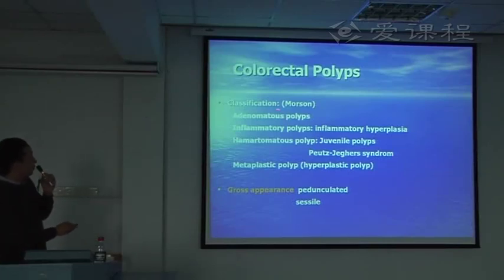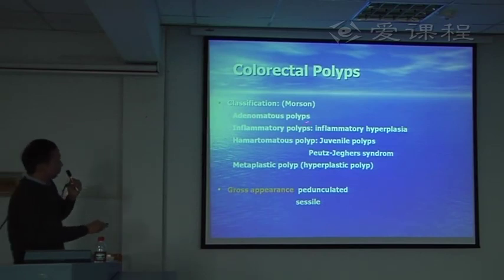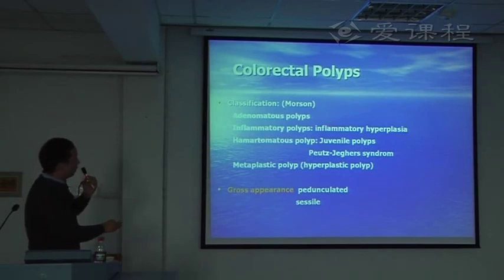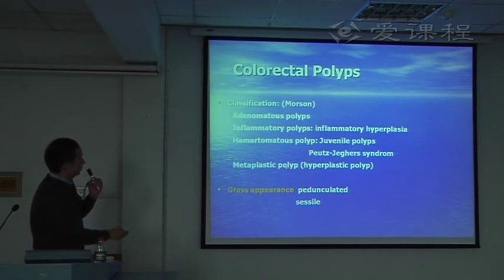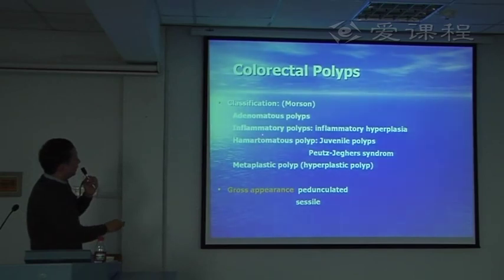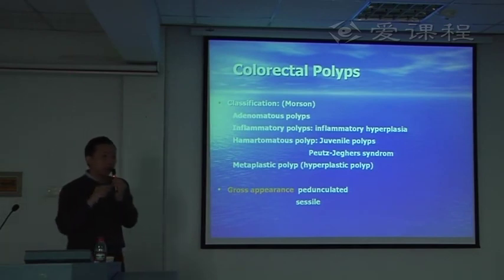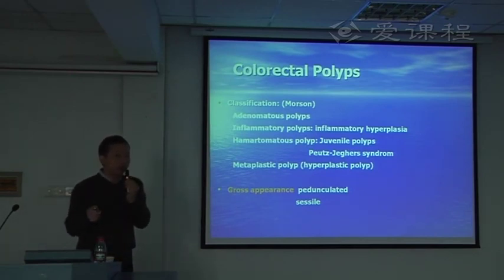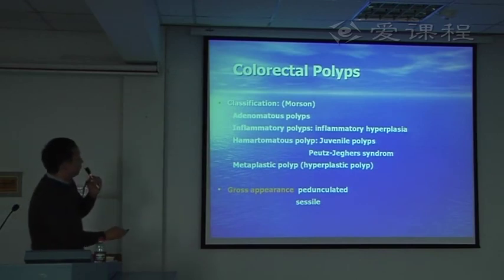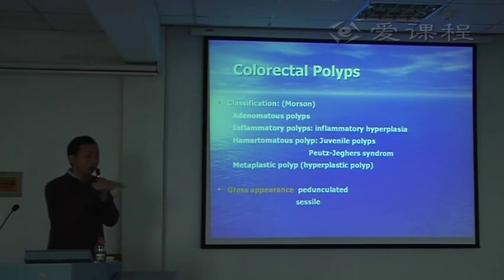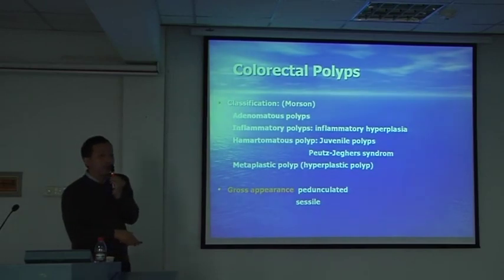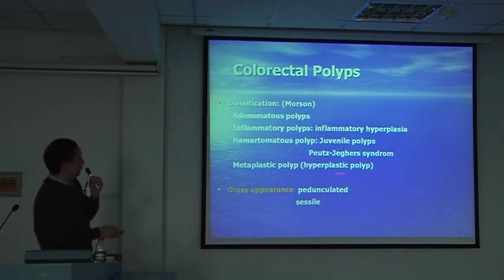So the polyps can be divided into 4 different kinds: adenomatous polyps, inflammatory polyps, hamartomatous polyps, and metaplastic polyps. Adenomatous polyps and hamartomatous polyps have a tendency toward carcinogenesis. For the inflammatory polyps, usually they have no chance to become cancer. Metaplastic, few of them will become cancer.